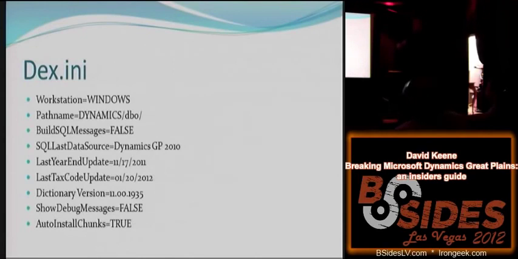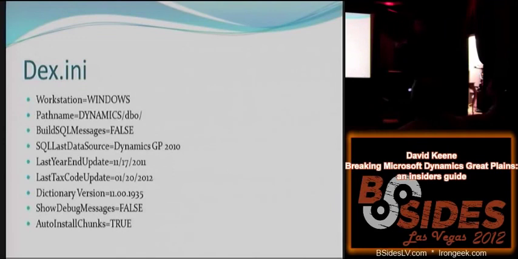Now, if you do have access to one of the existing fat client installs, you've got that ODBC connection that's going to point you to that instance that might be hidden. So if you know of someone that's a GP user, you can attack that. And there's plenty of documentation on how to attack that in Windows XP especially. Last year update and last tax code update: those are the two most recent service packs and tax patches that have been installed in the system. And the dictionary version is actually the version number. So if you Google that number, you'll see that it's like GP 2010 Service Pack 3.